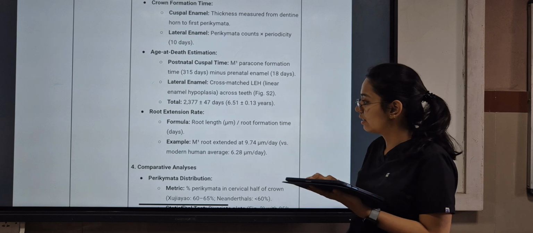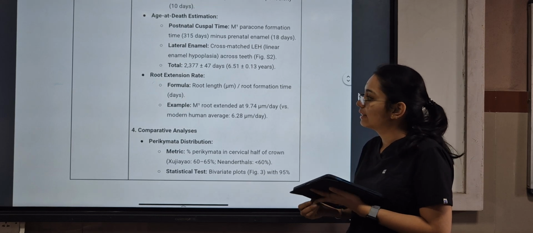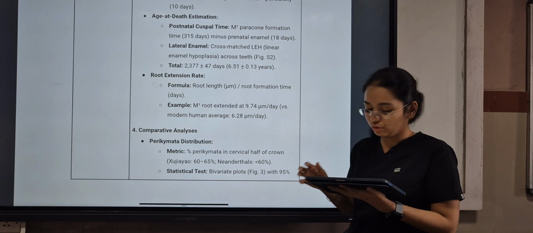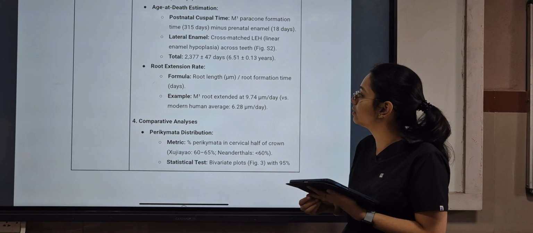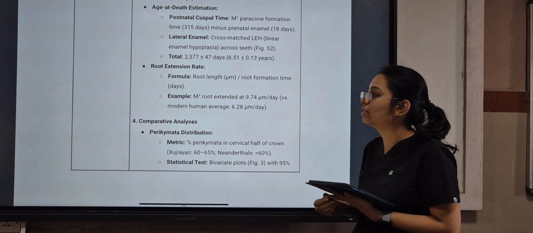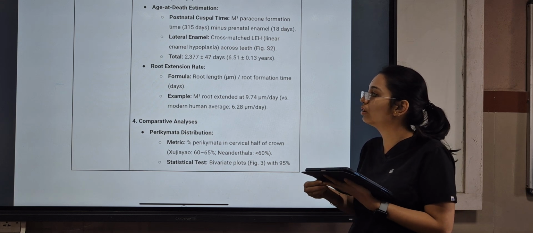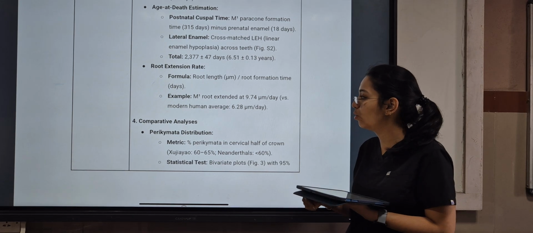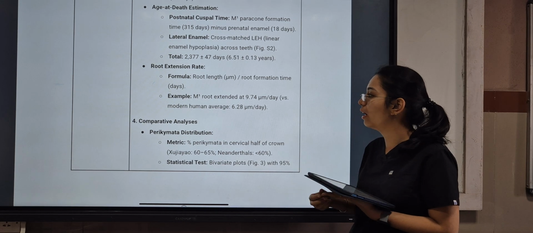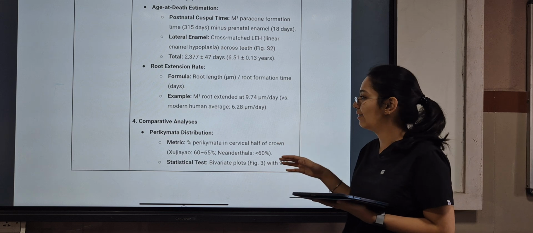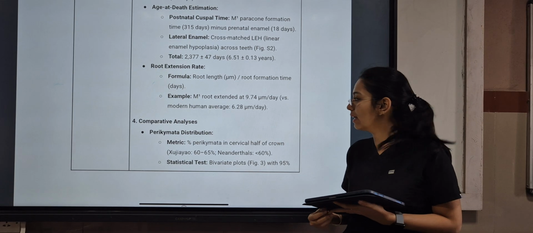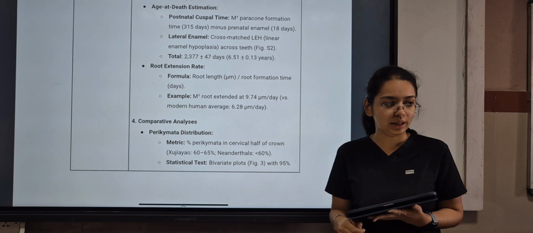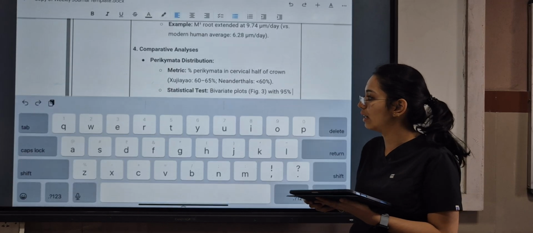So there they have given results. The root extension rate was also studied using a formula. Various formulas were used to study these values, and for the root extension rate, the formula used was the root length in micrometers divided by the root formation time in days. For example, in molars, the root extended at 9.74 micrometer a day versus in modern humans it only takes 6.28 micrometer per day. So that is how it was studied.